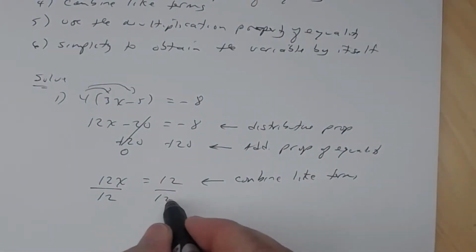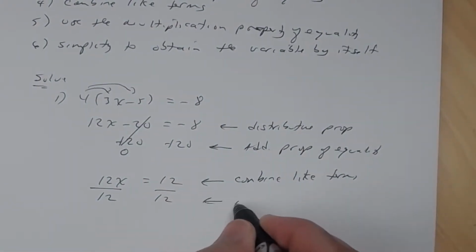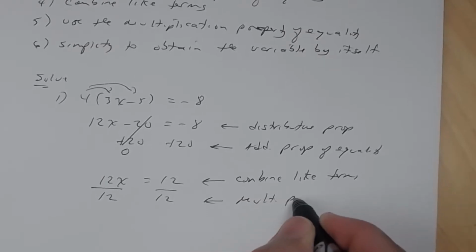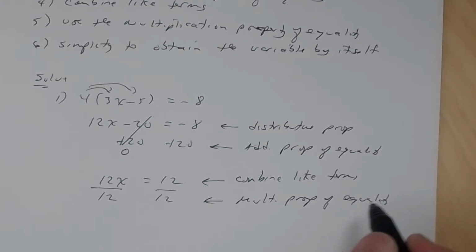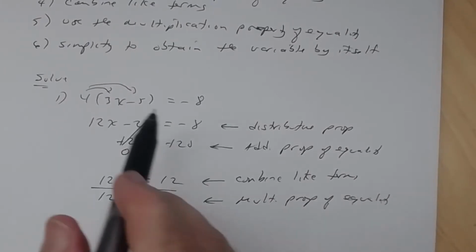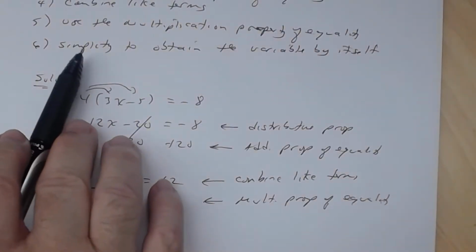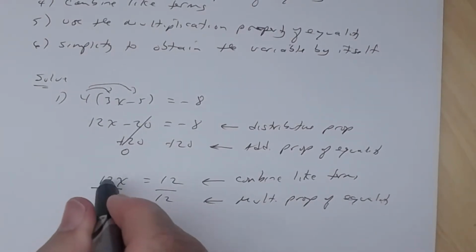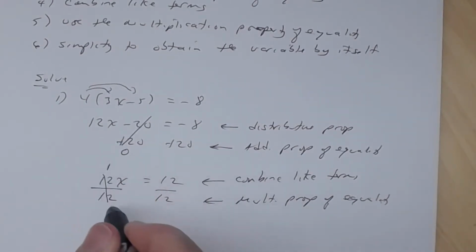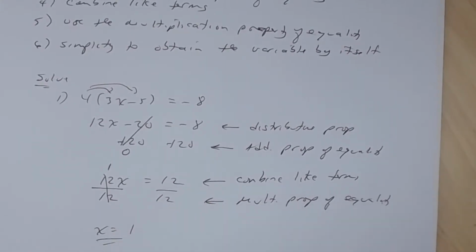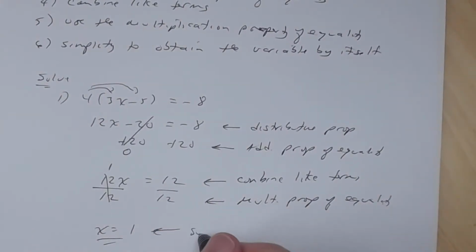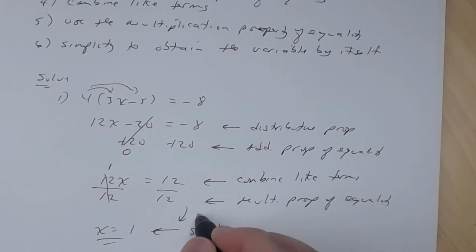What allowed me to divide by 12 is the multiplication property of equality. Now, once I use the multiplication property of equality, that's where I need to start simplifying. What I mean by that is 12 divided by 12 is 1. 1 times x is x. And 12 divided by 12 is 1. So there's your solution. This right here is your solution. And again, what allowed me to go from here to here is that I simplified.